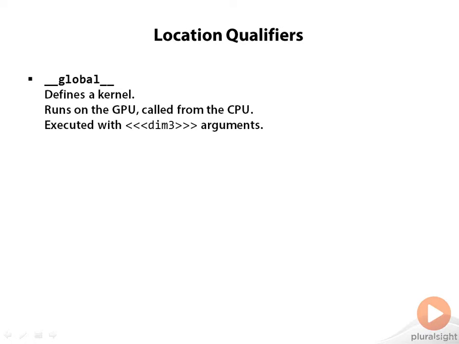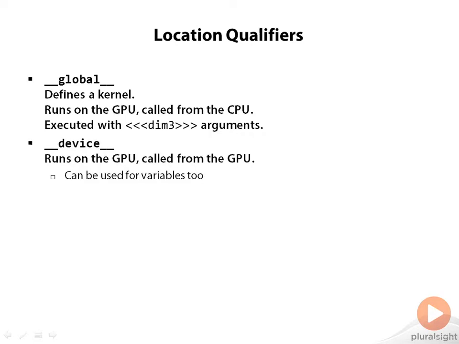And this is used to turn a function into a kernel, so something that runs on the GPU but gets invoked from the CPU. Kernels are executed with those triple angle bracket arguments. And the arguments are of type dim3, which we're going to talk about later, but there are shortcuts to creating this type. Next, there is __device__.